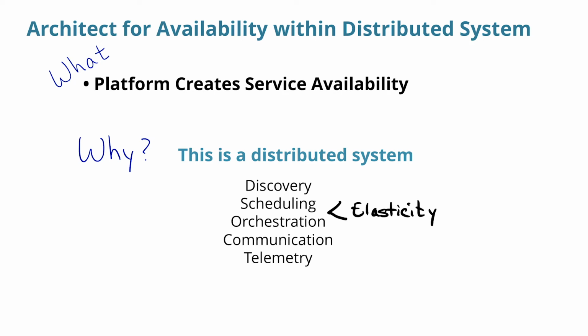These are the key parts of that, meaning for those services that you're deploying that have inconsistent communication with one another, the discovery of those things, scheduling, orchestration of them, communication between them, telemetry, those things need to be solved by the infrastructure platform that you're deploying them to, rather than by the teams building those APIs.